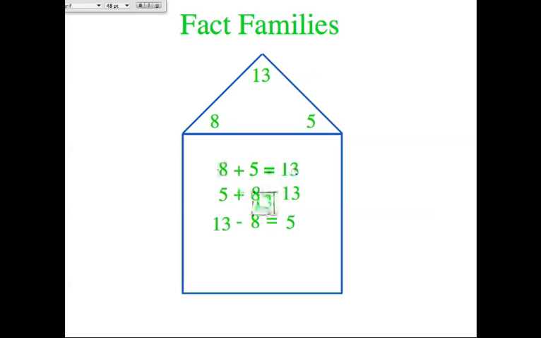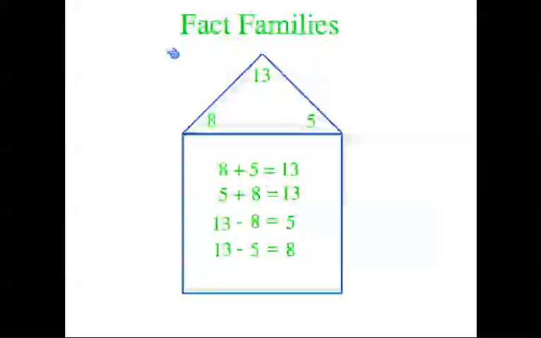We could take the 13 and move it to the front again because the largest number goes in the front in a subtraction problem, and then we can put a subtraction symbol, and then instead of having 8 go in the middle, let's have 5 go in the middle. They take turns, and then who will go at the end this time? 8, and there they are. That's our fact family. By using the members of the family, 8, 5, and 13, we were able to make 2 addition problems and 2 subtraction problems.